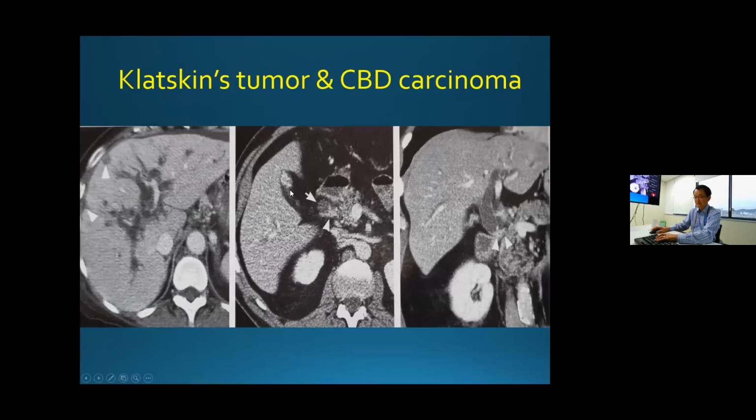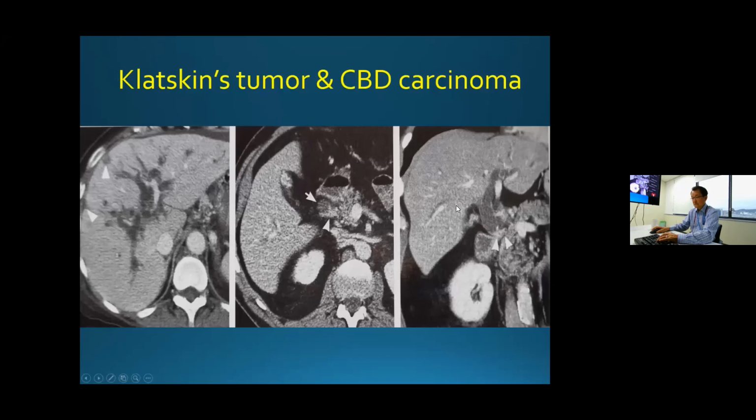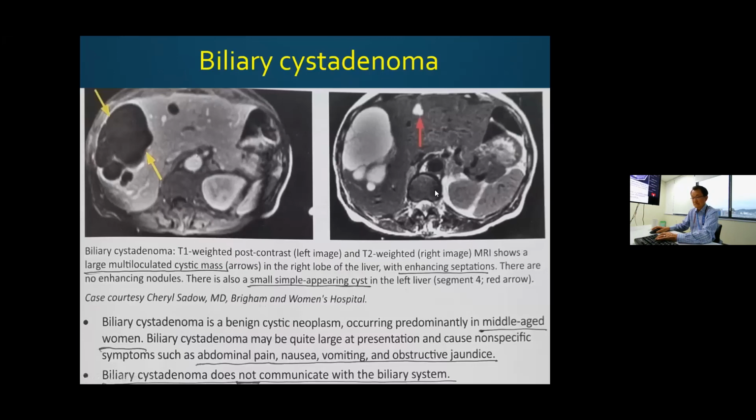The biliary system runs anterior to the portal veins, so you look at that. And biliary cystadenoma is like a cystic tumor. With contrast, the biliary system is right here. Normally you don't see this kind of biliary dilatation.